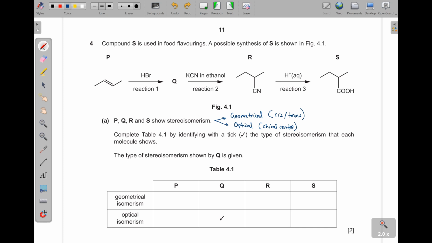All right, now let's go to part A here. They are saying that we complete the table by putting a tick for the type of stereoisomerism that each molecule shows. The type of stereoisomerism shown by Q is given. It is optical. Now let us first find out what is done here. When I put HBr, remember, this one here is CH3, CH, double bond, CH, CH3.